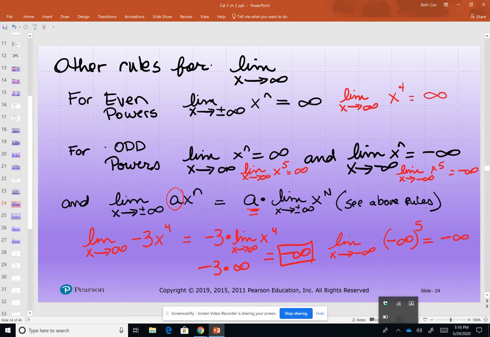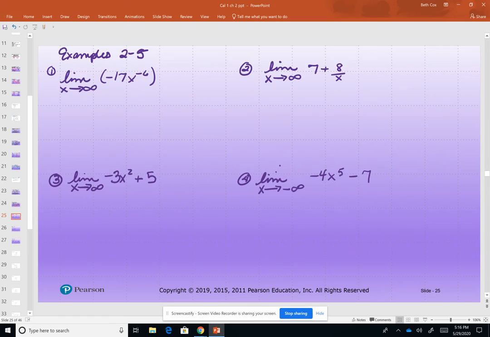So let's do a couple of quick examples. All right. So this one is negative 17 over x to the 6th. Remember, negative exponents are actually denominators. Our rule says that as this number gets bigger and bigger, the whole thing's getting closer and closer to 0. There's not a positive or negative 0, so the answer is just 0.